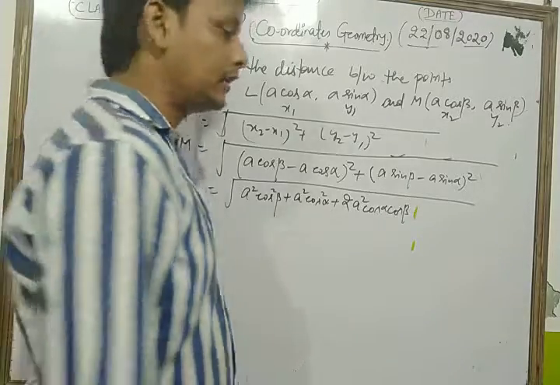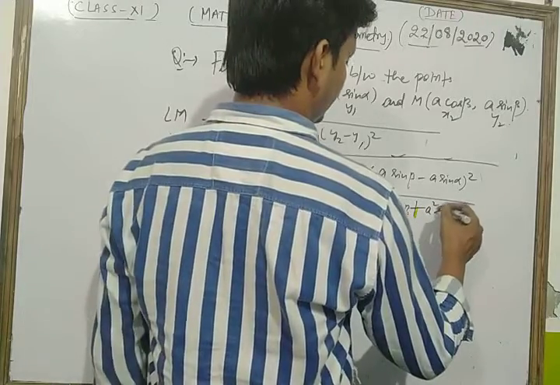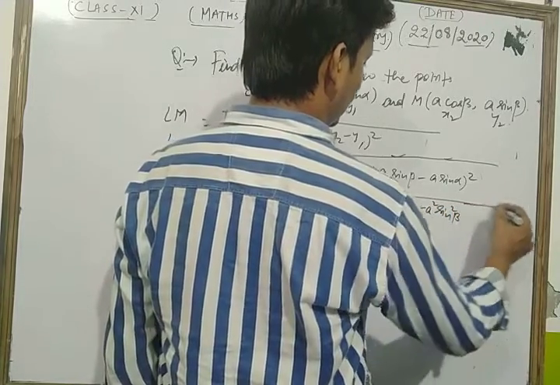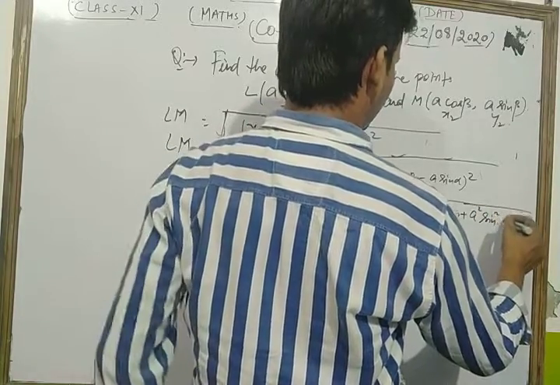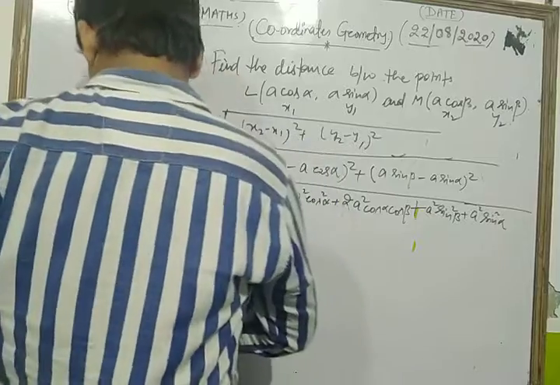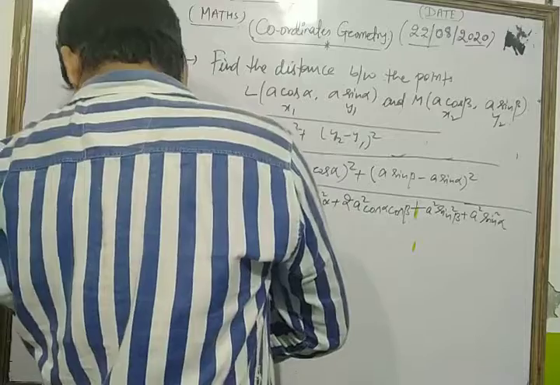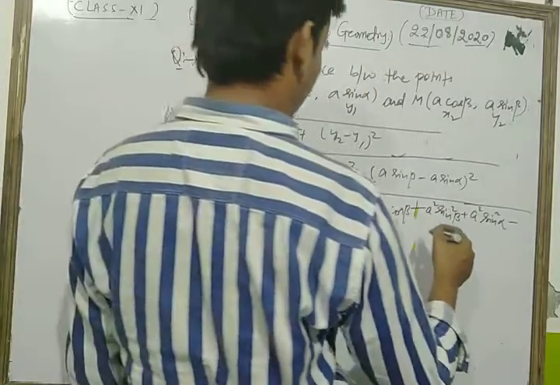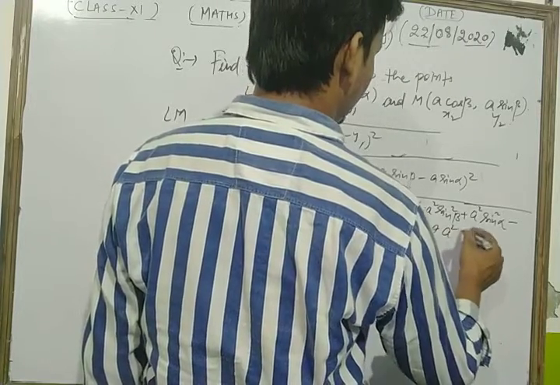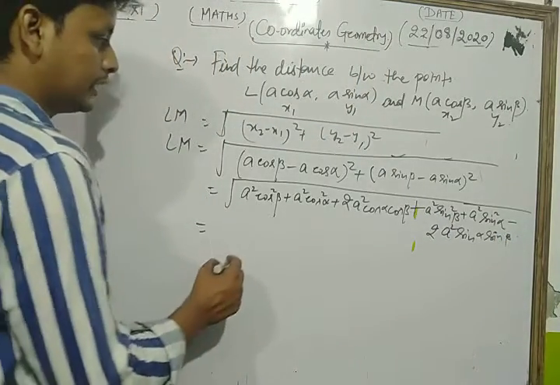Similarly, we expand this using the identity (A minus B) whole square. So plus A square sin square beta plus A square sin square alpha minus 2AB, which means 2A square sin alpha into sin beta. Now, dear student, let's see.